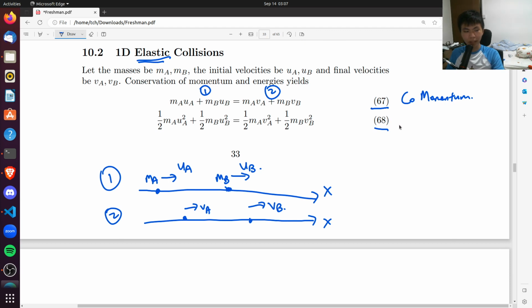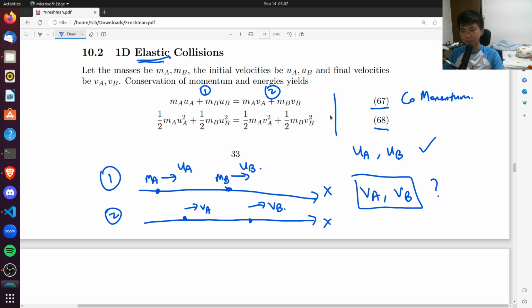The reason we're ready to solve them is because UA and UB are known quantities. The question will give you the initial velocities, UA and UB, then ask you for VA and VB. In this case, these two are unknowns. So we have two unknowns and two equations. The rule of thumb is that whenever you have n unknowns and n equations, you can generally solve for the n unknowns. So we have enough equations to solve for the final velocities.